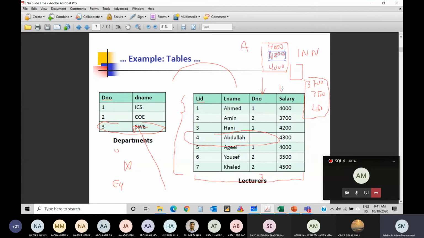So if I make a union between the two of them, between this one and this one, what do you think my output will be? Do they have duplicates here? No duplicates, isn't it? For the ICS, there is one duplicate. Okay, so that's going to be removed. So the output will be 4,000, 3,700, 4,200. This is a duplicate, done. Then 3,500 and 4,500. So the output will be 1, 2, 3, 4, 5 rows. Is this clear, guys?